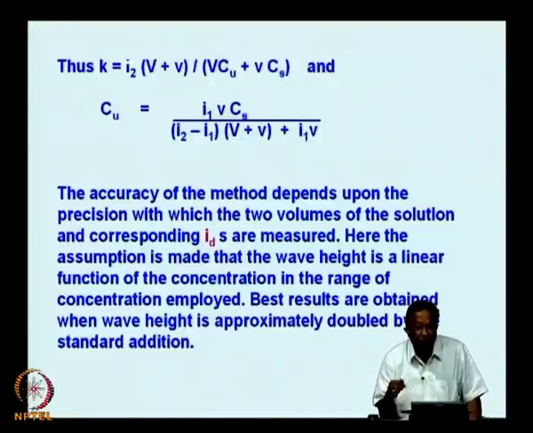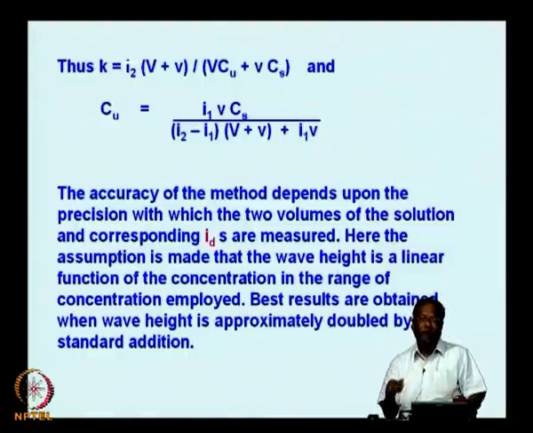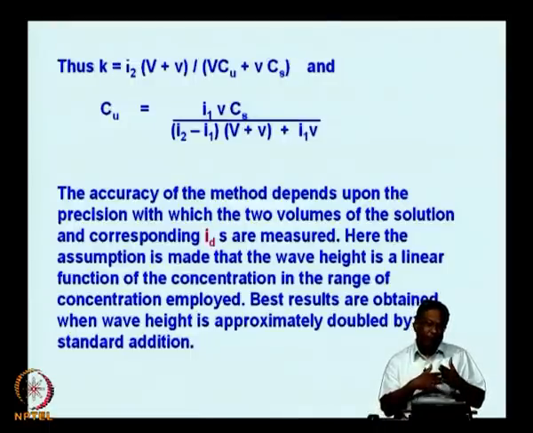Here the assumption made is that the wave height is a linear function of the concentration in the range of concentration employed. That means we assume Beer-Lambert's law with a straight line curve. By adding the standard solution to the unknown solution, the total concentration would still be in the Beer-Lambert's law range. If it goes beyond that, we will not be able to determine the unknown with sufficient accuracy. So, that is one of the preconditions, and we have to make sure that we satisfy this condition all the time, especially when we are employing the standard addition technique.